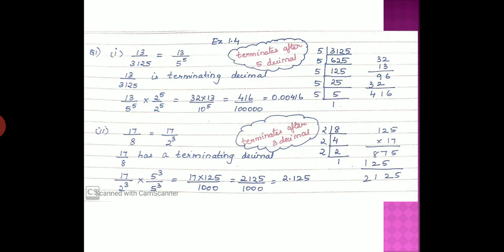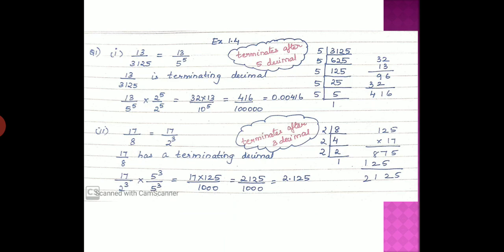Okay, so there are 3 types of question asked here. Find whether terminating or non-terminating. Next is find the decimal expansion, and next one is find after how many decimals it will terminate. It is not in the textbook. Okay, this is also asked in board exam. After how many decimals it will terminate. Without doing the division, we can find. Okay, so here you got the answer 0.00416. 5 decimals, it terminates. Okay, without doing this itself, we can find after how many decimals it terminates.